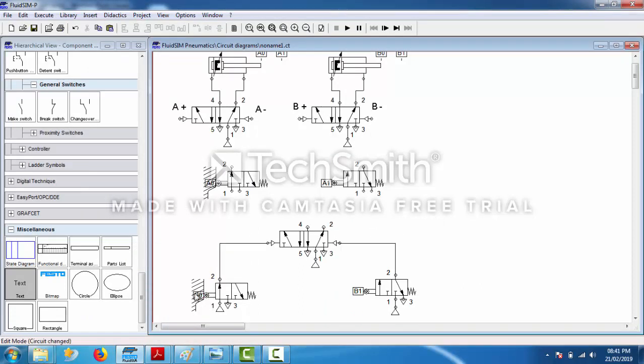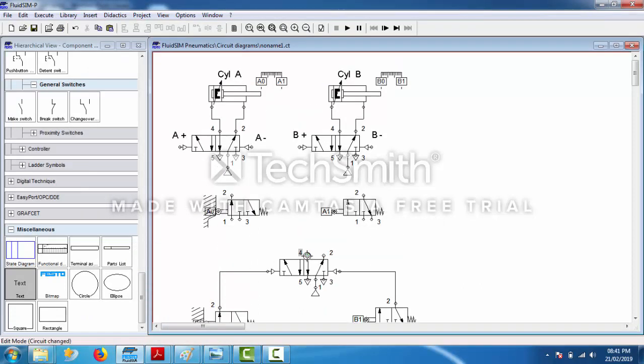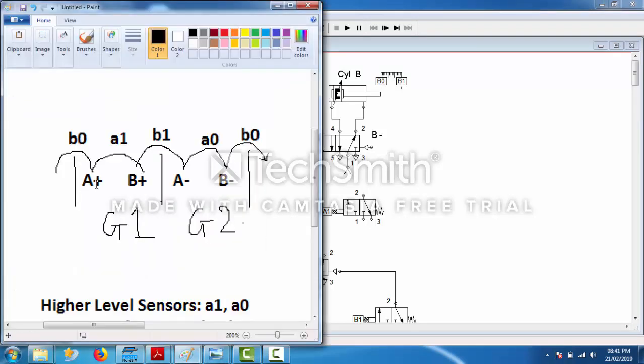So B0 is to your left side. Connect the left side part to A plus. After A plus, what is happening? B plus. But between A plus and B plus, which sensor is being used? A1 sensor.